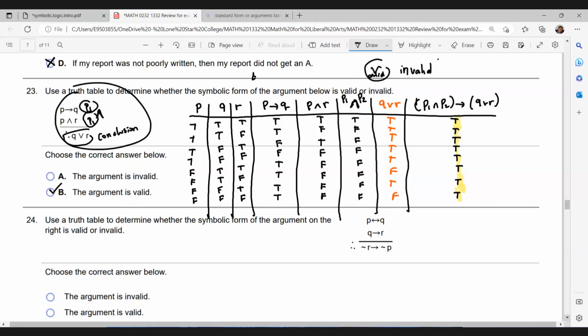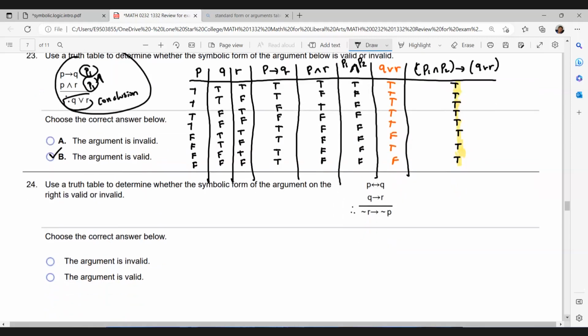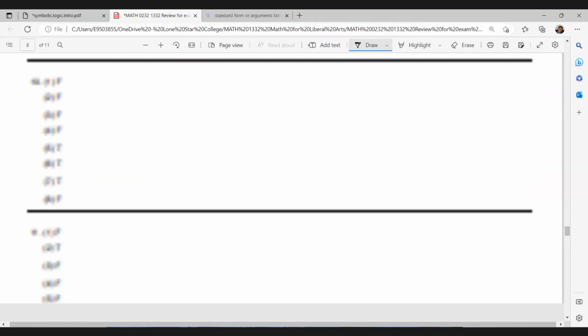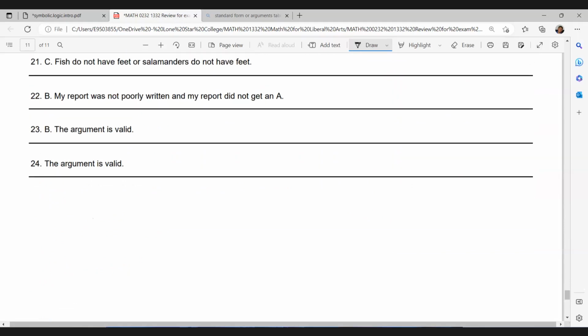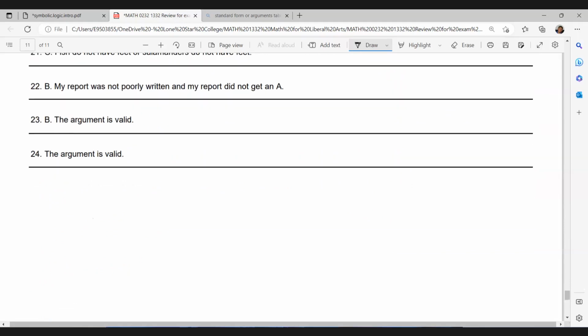Oh, I am not going to do number 24. I think we can skip that one. But let's see, did we get this right? Let's look at 23 and hopefully, yes. And it turns out that 24 will be valid as well.